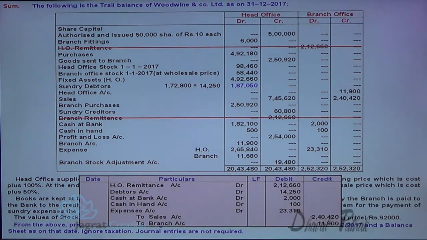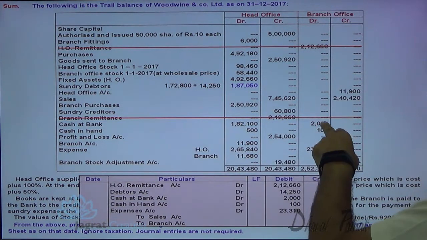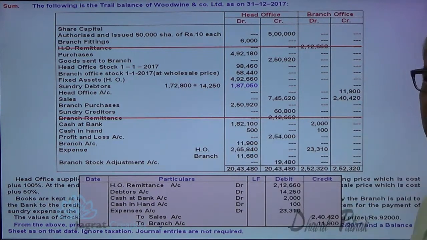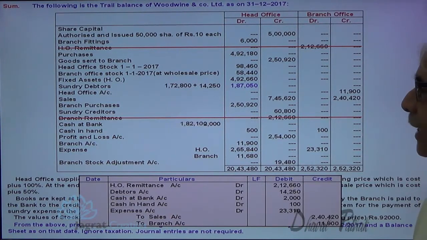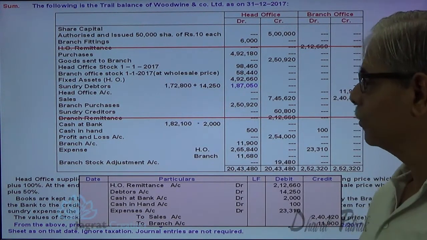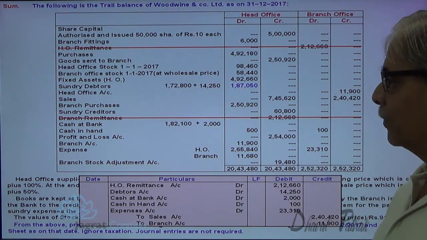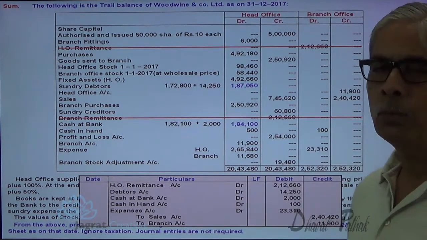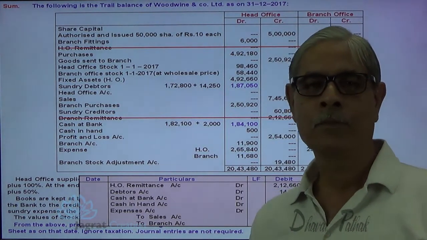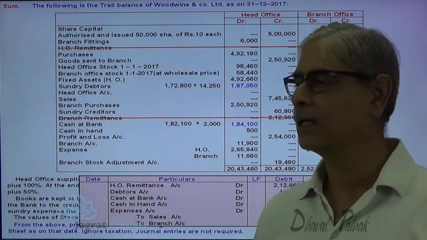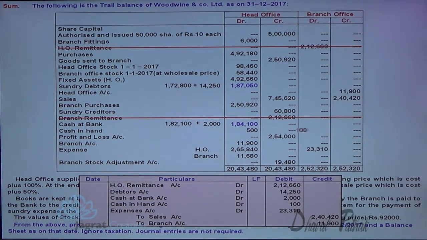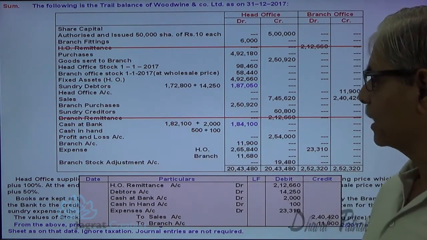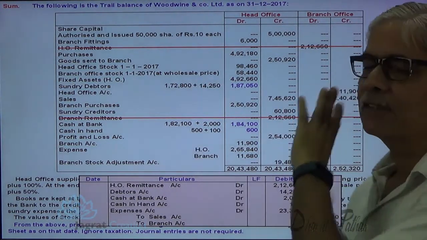Now cash at bank 2,000. Cash at bank is 2,000. This 2,000 will be added to 1,82,100. So 2,000 I write. 1,82,100, that also I transfer here. I make a total. 1,84,100 is the new cash and bank balance. After absorption of the branch bank balance, this is the bank balance in the books of HO. Now, cash balance 100. HO cash balance is 500. So 500 plus 100. So in the trial balance, this balance will become 600.